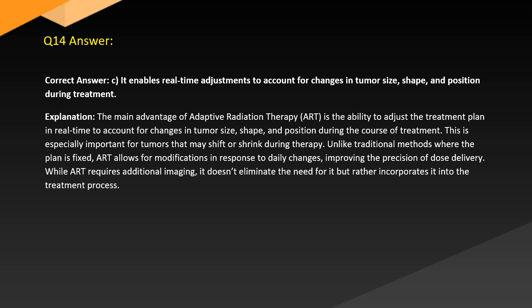Answer. Correct answer. C. It enables real-time adjustments to account for changes in tumor size, shape, and position during treatment. Explanation. The main advantage of adaptive radiation therapy is the ability to adjust the treatment plan in real time to account for changes in tumor size, shape, and position during the course of treatment. This is especially important for tumors that may shift or shrink during therapy.